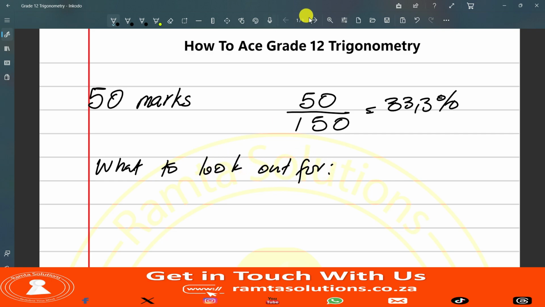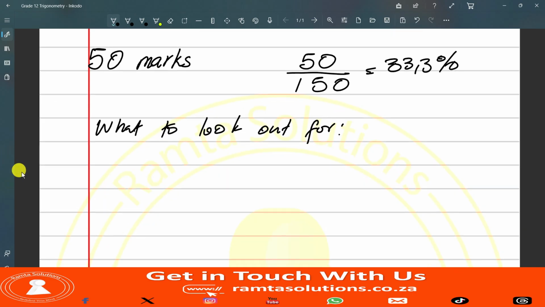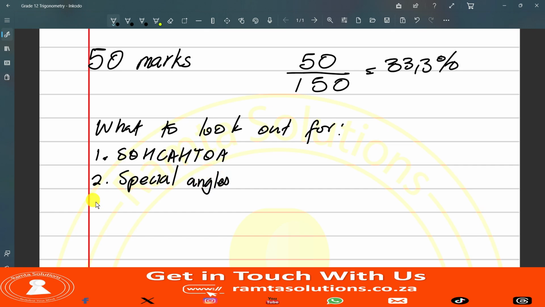We are going to break this video into aspects of your topic. It's going to be a long one. One, you need to recall what is SOHCAHTOA. Then we will proceed to special angles. You then recall that you have the CAST diagram. So this is still grade 10 trigonometry.